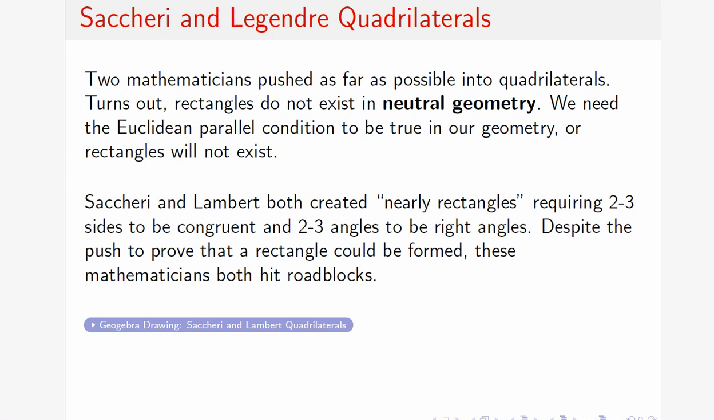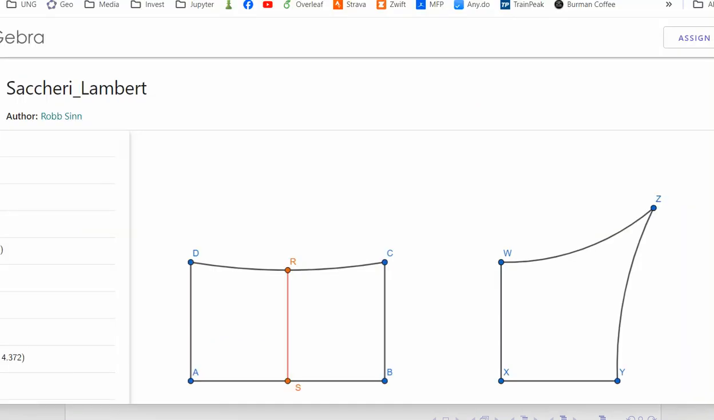So we're at the end of the 1700s, beginning of 1800s, I believe. No, wait, no, we're at the beginning of the 1700s, the end of the 1600s, beginning of the 1700s. And so they're trying to create these nearly rectangles figures so that they can push through, and with just hopefully one or two more theorems, they can get there. All right. Well, we have some pictures of their attempt, and I've created these in GeoGebra.